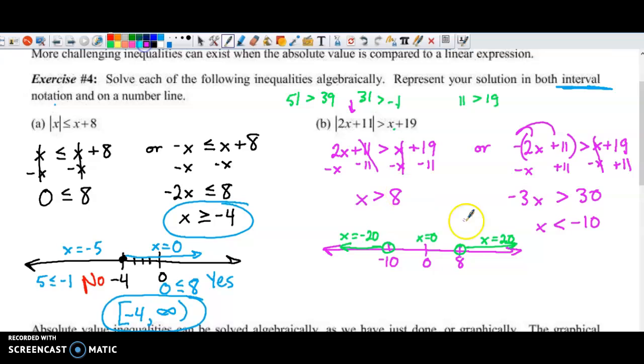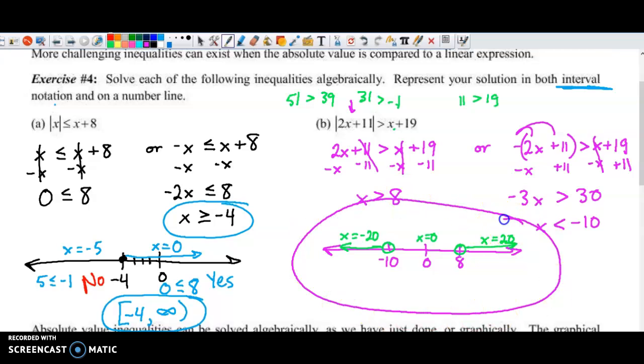This is the right answer, but then we also have to write it in interval notation. So I would write from negative infinity to negative 10 with a parenthesis because it's not equal to, union 8 to infinity. So those are your final answers.